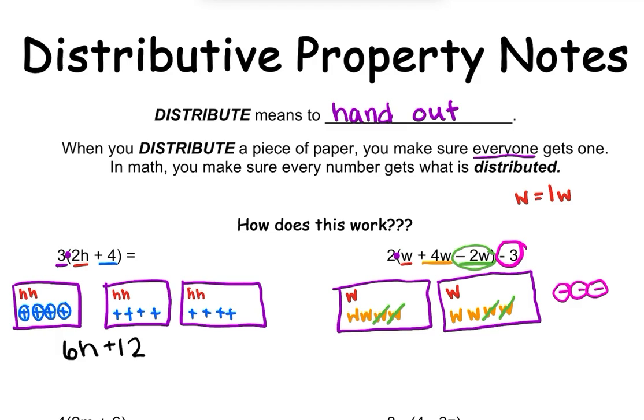So let's look at our boxes. I have 1, 2, 3, 4, 5, 6 W's, because we got rid of these, so I only have 6 left. So my answer is going to be 6W. And then we have this 3 out here, which there's nothing that we can do with it, and it's negative, so 6W minus 3. And that's how we would work out those in picture form.